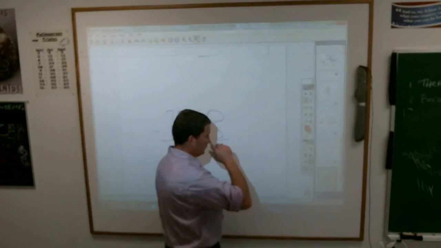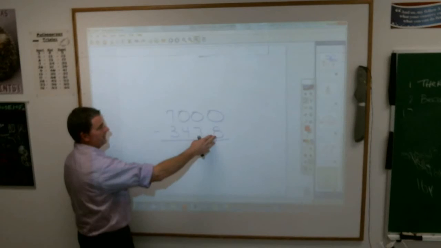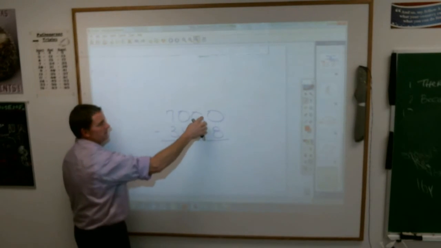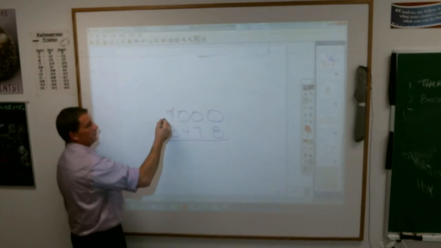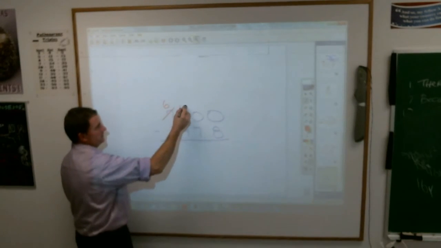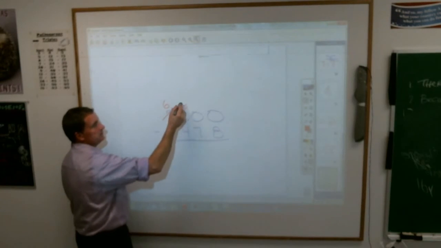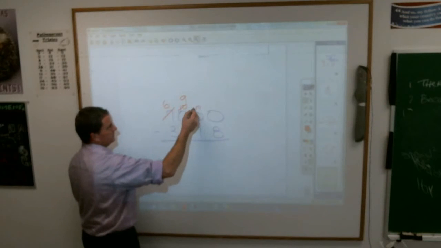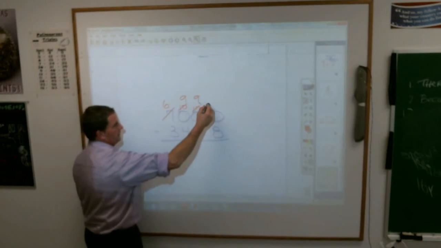Let's check to see if you got what I got here. Again, 8 can't be taken from 0, 7 can't be taken from 0. You have to go down here and borrow where you can't. So you have to go all the way down here. This becomes a 6, which means you made this a 10, but you have to borrow from that 10, so it becomes a 9 to make this a 10. But you have to borrow from that 10, so that becomes a 9. And this becomes a 10.